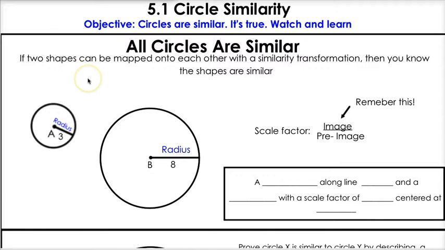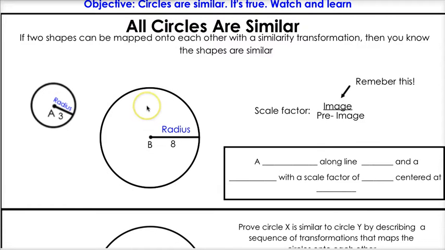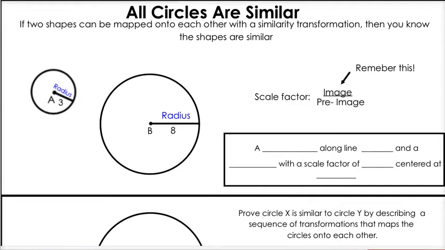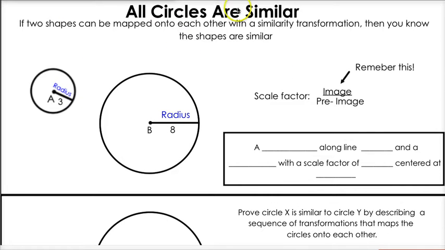Yeah, let's just get started. Let's talk about some circles. This whole unit's about circles. And the first thing we're going to talk about is circle similarity. Now, something you might not know, but you should, is that all circles are similar. Why are they all similar?